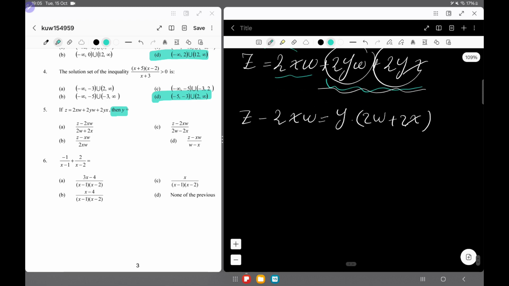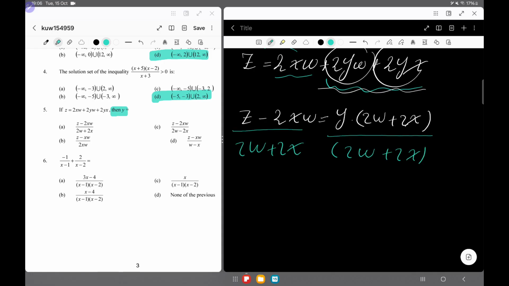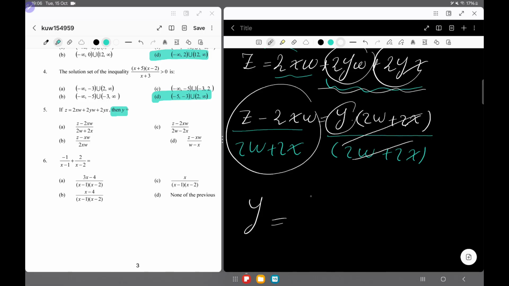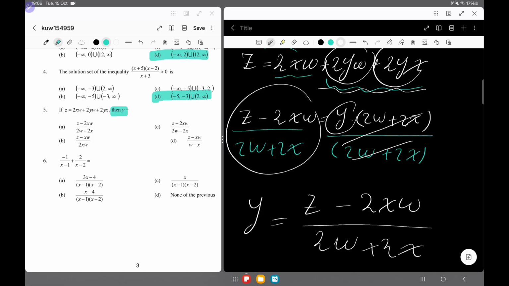I still don't have y alone, so divide both sides by 2w plus 2x. This cancels with this, and we get y alone equals z minus 2xw over 2w plus 2x. Okay, I guess the first one is correct, 2x, 2w.